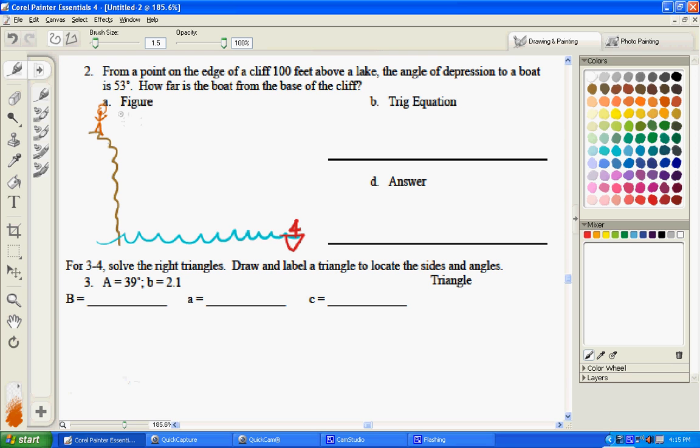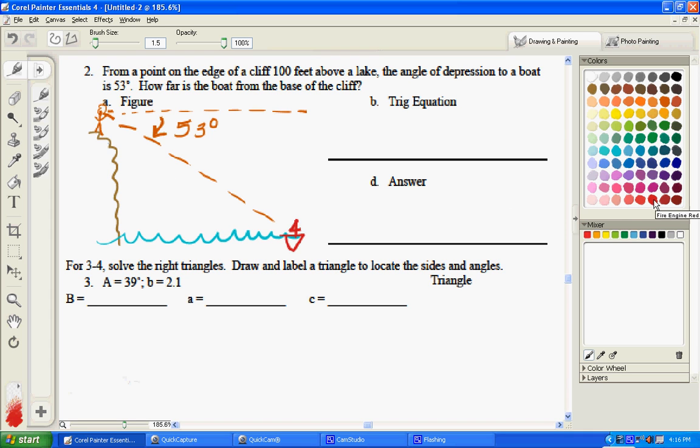Now, what I want you to consider is that your line of sight is usually horizontal. And when it says the angle of depression is 53 degrees, what it means is, if you're looking down at the boat, the angle of depression is the angle that your eyes move in a downward direction to get down to the boat. So you've got a 53 degree angle here.